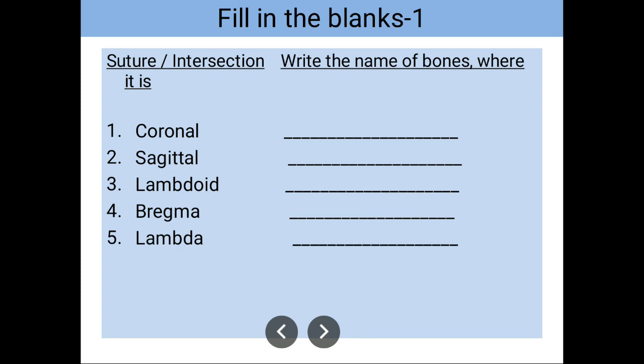Next, we've got here the two intersections, bregma and lambda. So the bregma is present between the intersection of the coronal and the sagittal suture, and the lambda is present in between the intersection of the sagittal and the lambdoid suture.